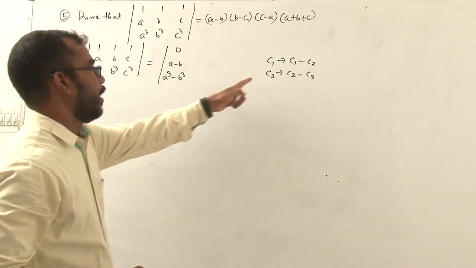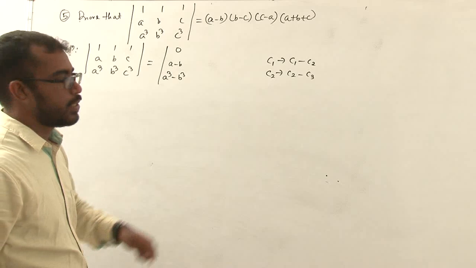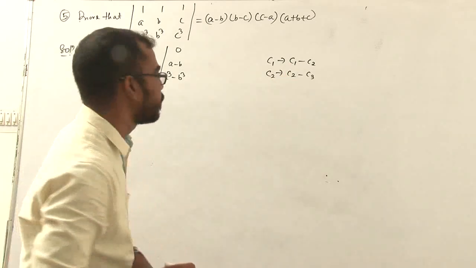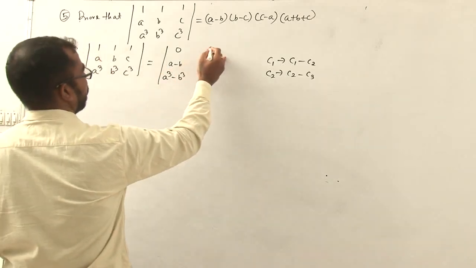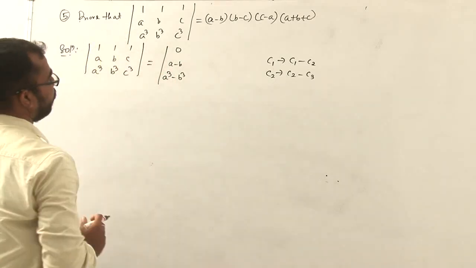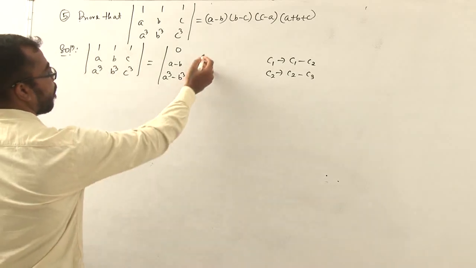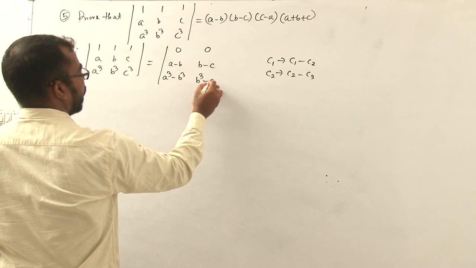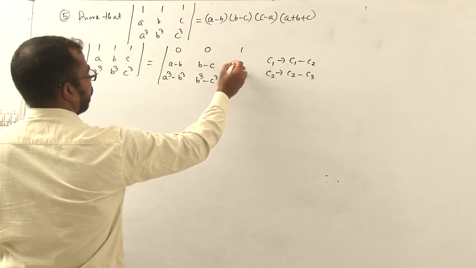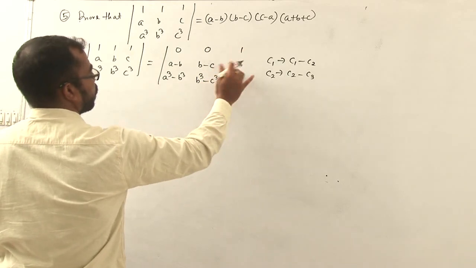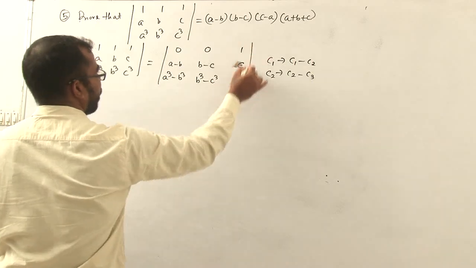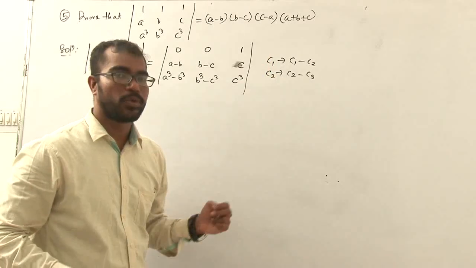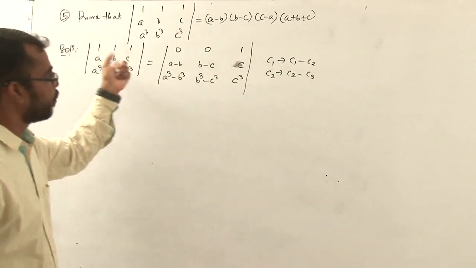Okay, and in column 2 place we have to calculate C2 minus C3. C2 minus C3 means column 2 minus column 3. If we subtract, then we get 0, B minus C, B cubed minus C cubed. And the third column stays the same, because we have to calculate only two columns. So here column 1 and column 2 change, and column 3 remains the same as the given determinant.